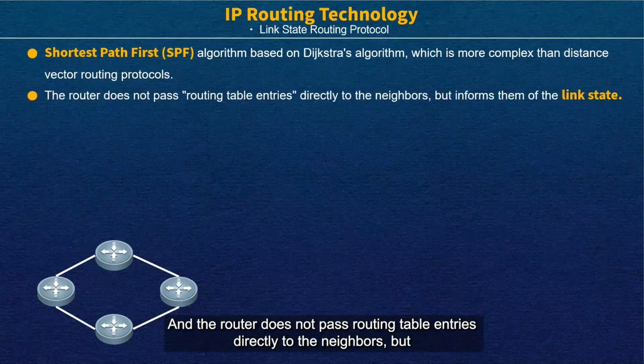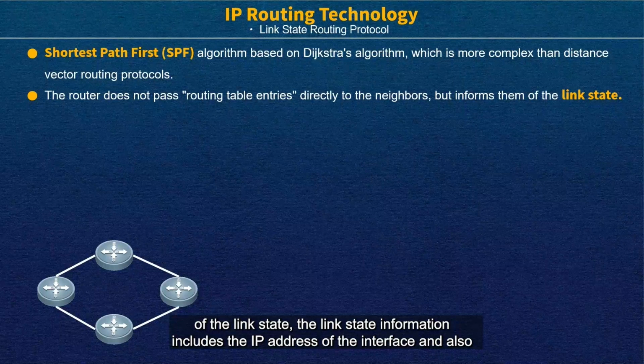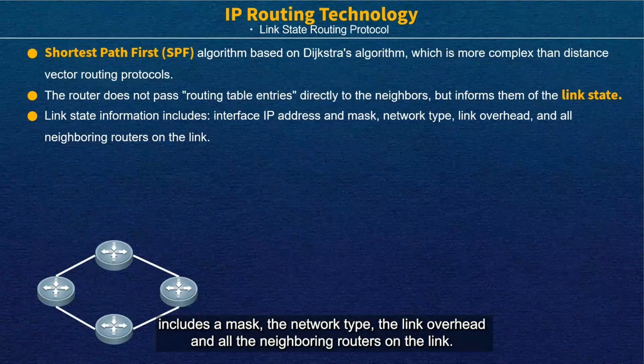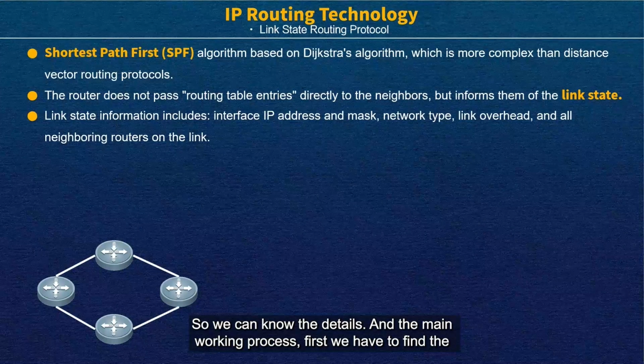And the router does not pass the routing table entries directly to the neighbor, but informs them of the link state. Maybe someone asks, what is the detailed information of the link state? The link state information includes the IP address of the interface, the mask, the network type, the link overhead, and all the neighbor router information on the link. So we can know the details.